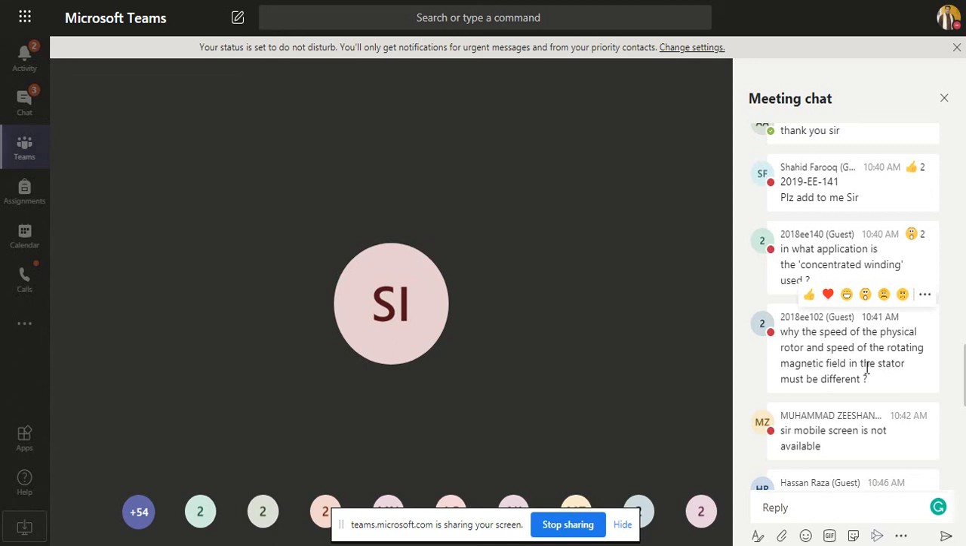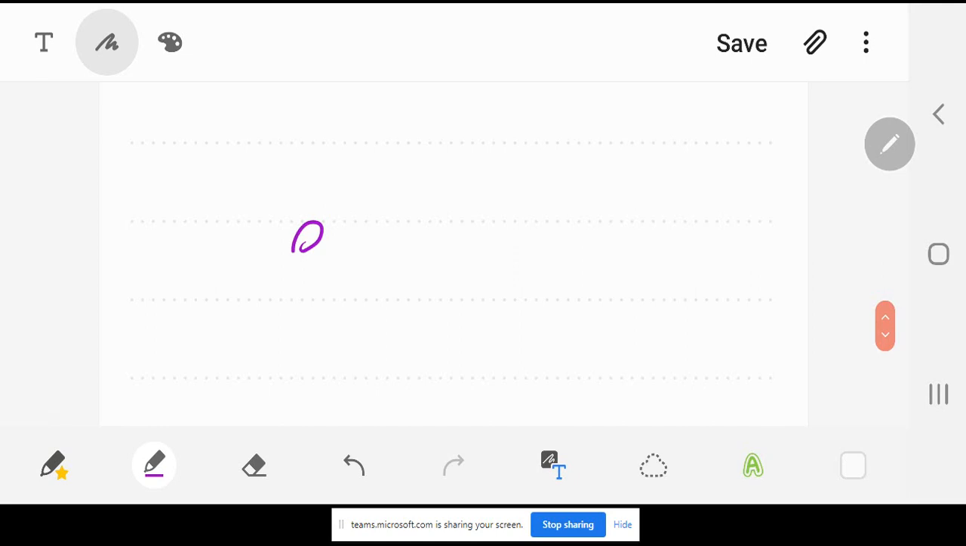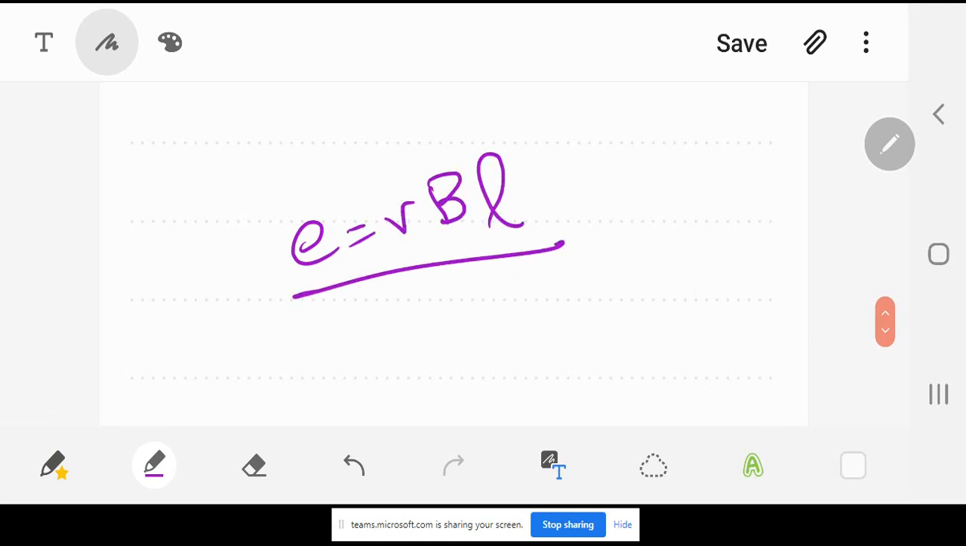Because E is equal to VBL. So when I am talking about E is equal to VBL, this means that you require a length of conductor. Yes, it is there in the rotor. You require B. Yes, it is being provided from the stator. You require relative velocity over there. Now, if you are not having that relative velocity, you're not going to have an induced EMF.